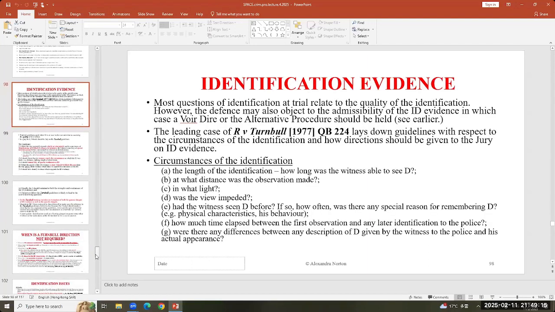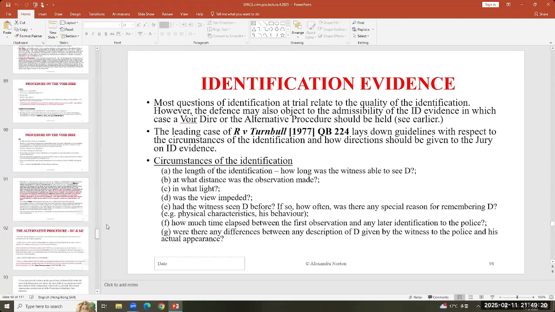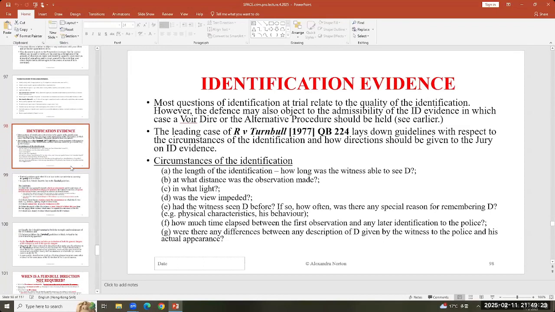Let's turn to ID evidence. Let me see. Yeah, we're gonna plow on. So, identification evidence. Remember that just like any other piece of evidence, there's two parts to it. Firstly, is it admissible? Secondly, if it is admissible, what's the weight that we attach to it? So generally, whenever students see something about identification in a fact pattern, they think, oh, Turnbull, right? There's a question of identification, must be Turnbull.